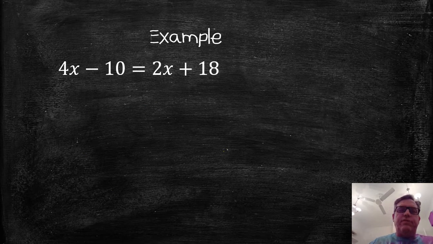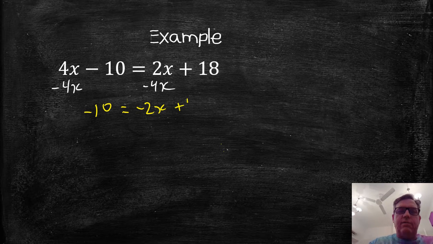So last time we moved the 2x over to the left side to get all the x's on the left. What if we want to do it the other way? What if we want the x's on the right side? Let's see what happens. So if I want the x's on the right side, I'm going to take away 4x from the left, take away 4x from the right. That leaves me with minus 10 on the left. On the right, 2x minus 4x is minus 2x plus 18. So my x's are on the right.